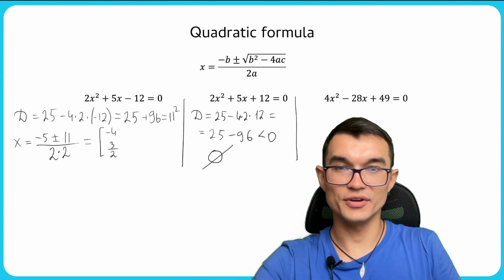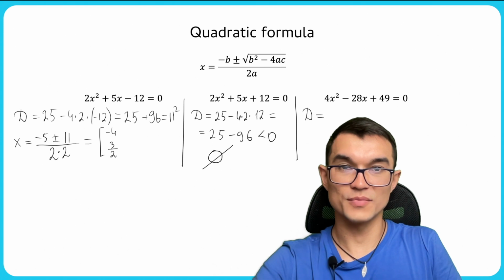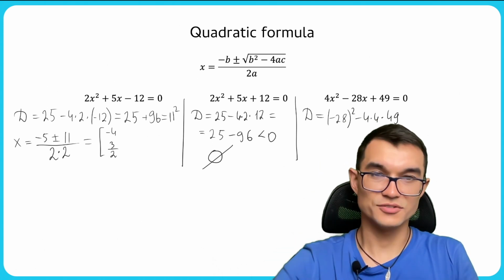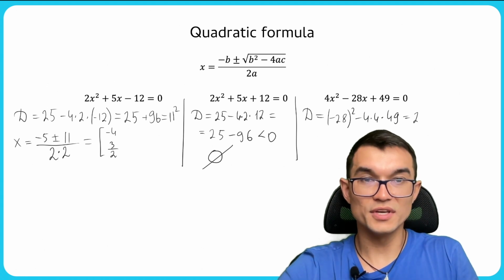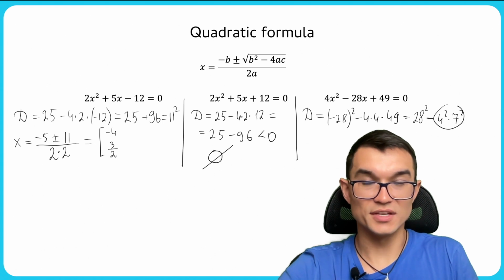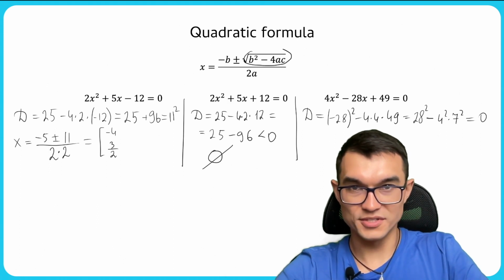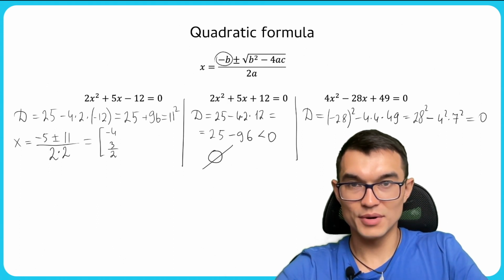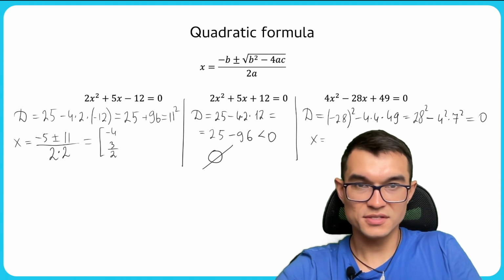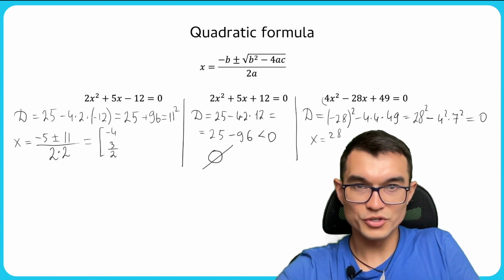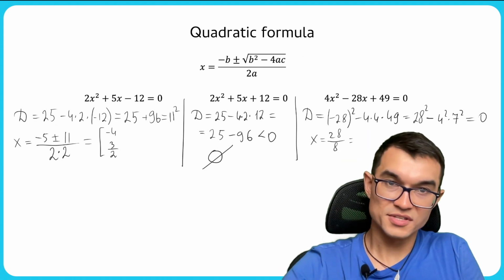And the third scenario is a case when we have got a discriminant which is equal to 0, as in that case: minus 28 squared minus 4 times 4 times 49 is basically equal to 28 squared minus 4 squared times 7 squared, which is 28 squared as well. So that's 0. And in that case, we use the same formula, but since that square root is 0, we just divide minus b by 2a. So the answer is minus b, or 28, over 2a, over 8, or 7/4.